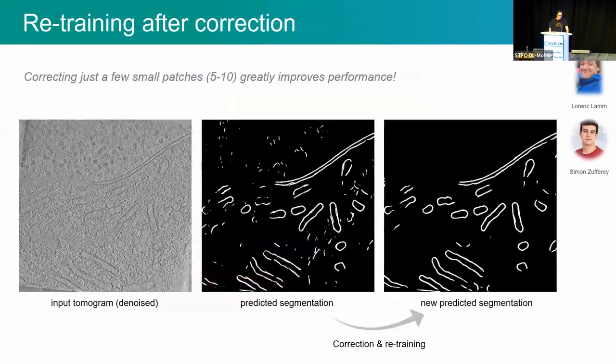And here's one example of how just correcting a few patches drastically improves the performance of the network. Here's an example on mitochondria. Just by correcting, I think it was only 7 patches in this case, we drastically improved the performance to be almost perfect.